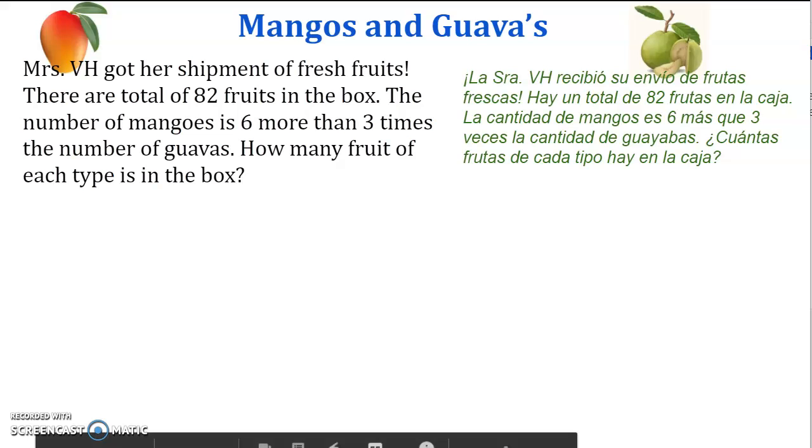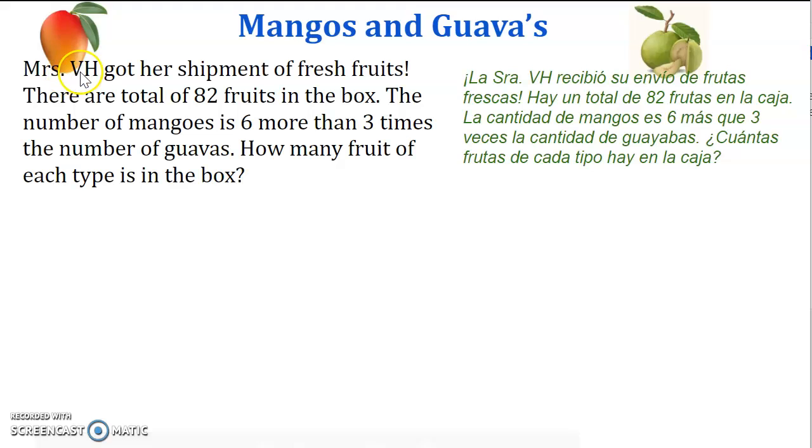Okay, I have another problem, and this problem is a little bit more complicated. Now Mrs. Van Horn, that's me, got her shipment of fresh fruits. There are a total of 82 fruits in the box. The number of mangoes is 6 more than 3 times the number of guavas. How many fruits of each type are in the box? That's my question. So it's a situation and you need to figure out how many mangoes, how many guavas.